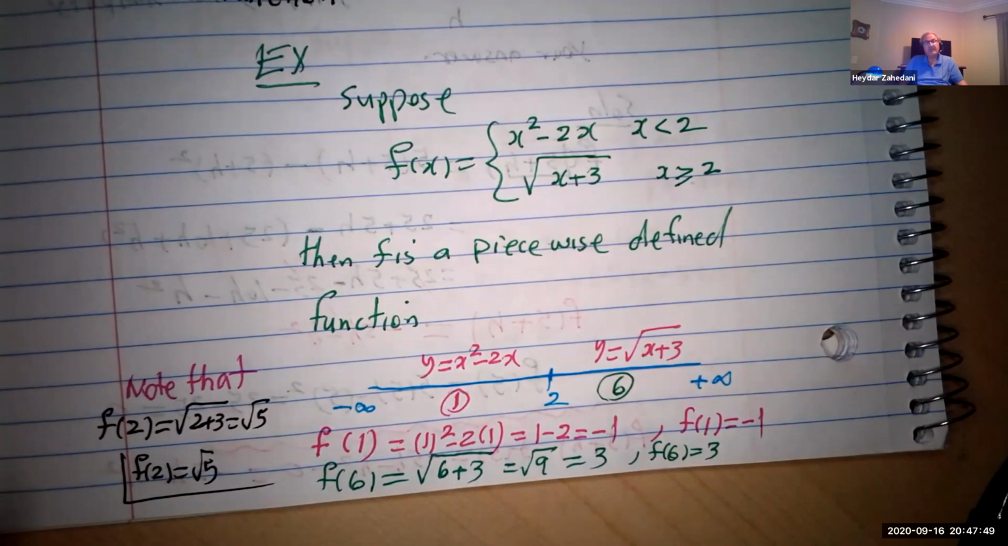So you've got to be careful when you're working with a piecewise defined function. You cannot use both equations. You can use only one of them. Any question?